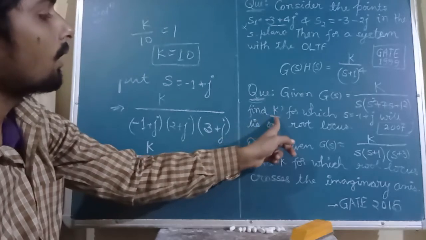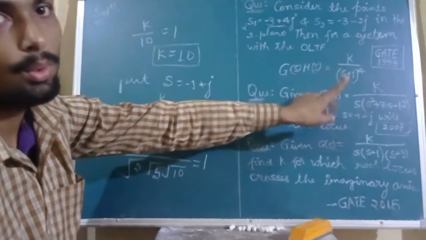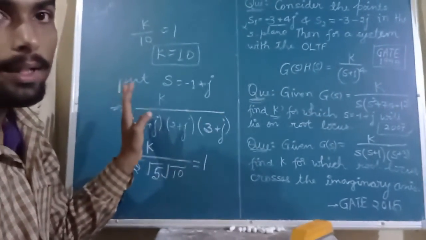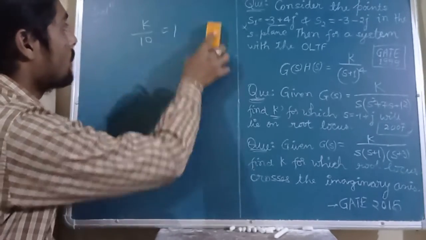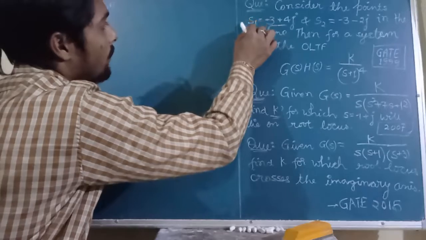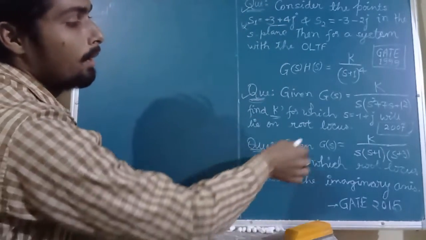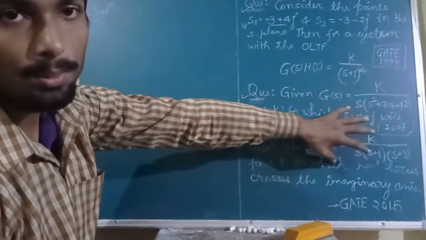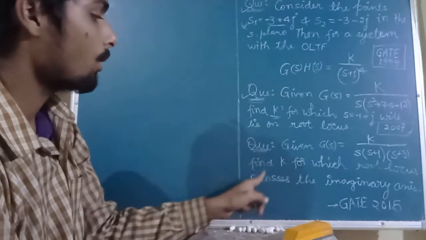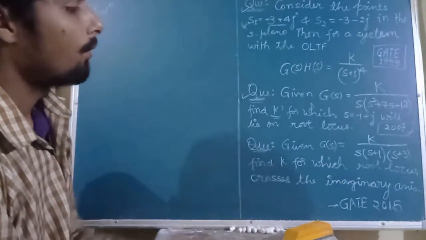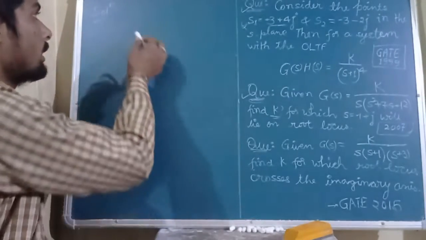If K is equal to 10, then only this point will lie on this root locus. I think you got the idea how we are going to solve these kinds of problems. Now the third problem, we have solved the first question, second problem. Now third problem, we are again given an open loop transfer function. We have to find the value of K for which the root locus crosses the imaginary axis. First thing, let us solve with the Routh-Hurwitz criterion.